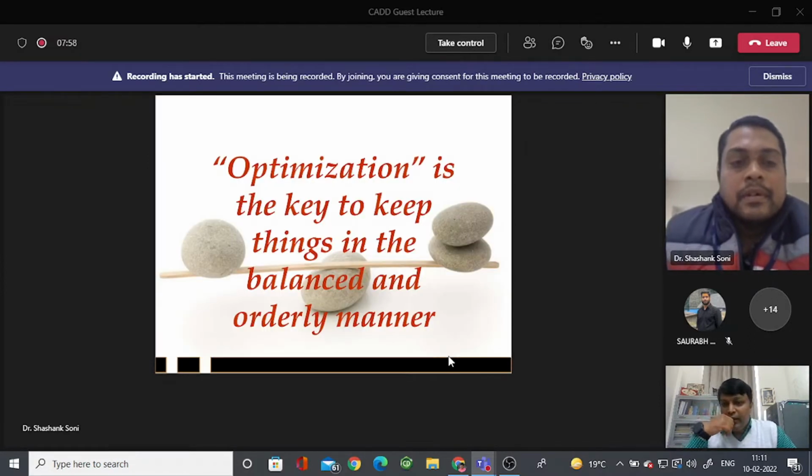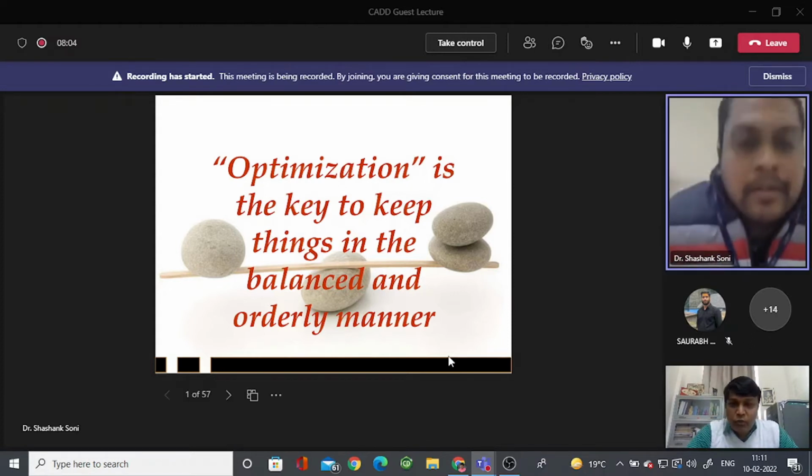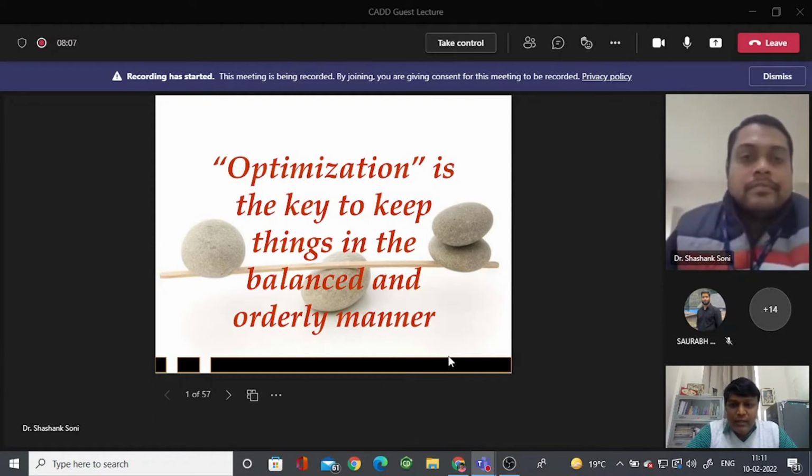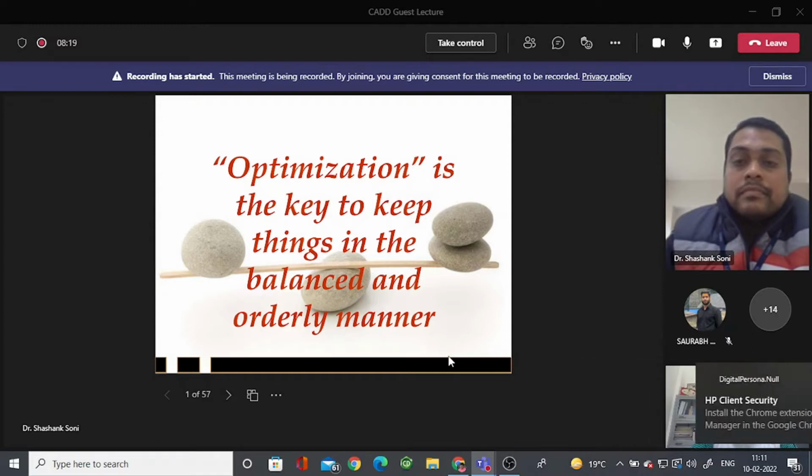Okay. Again, I'm starting with today's topic, that is optimization. It is also known as quality by design in pharmaceutical sciences. What is exactly this optimization? As a pharmacist, we should understand to differentiate between the terms good, better, best, and optimized.